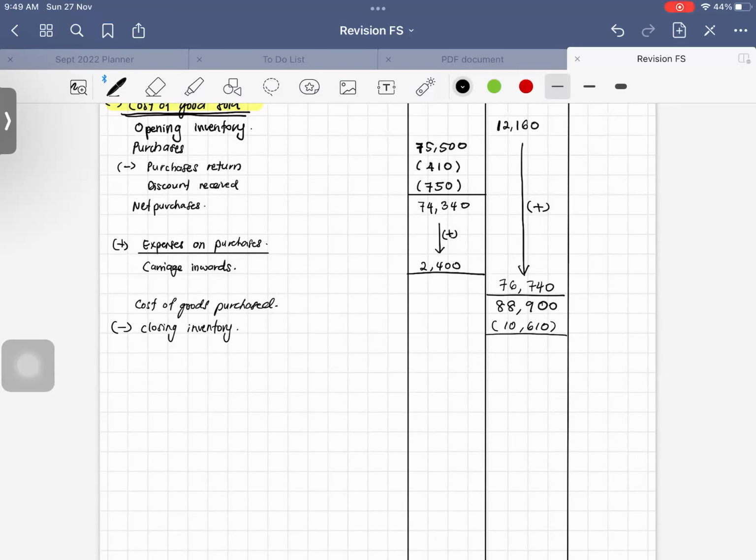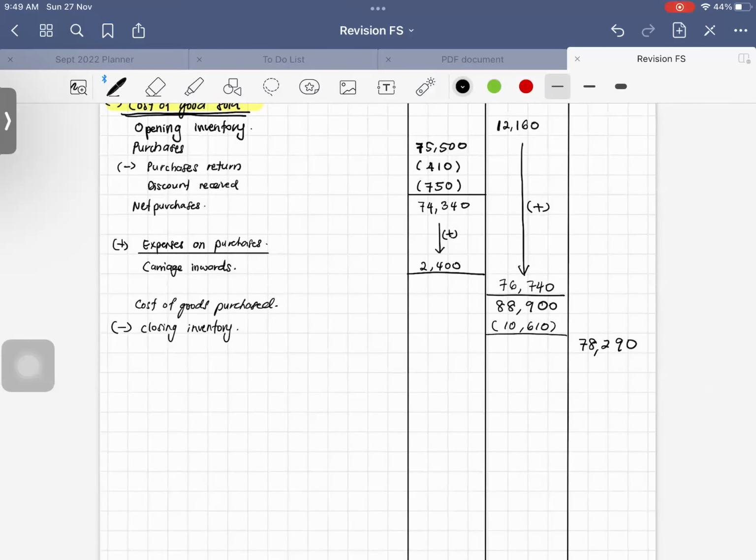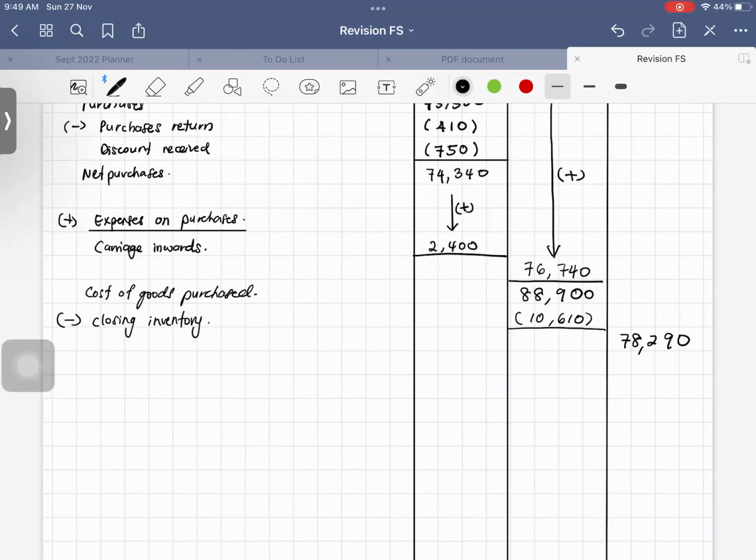So tolakkan dapat berapa ni? 8,900 tolak 10,610. Dapat 78,290. This is your cost of goods sold. Baru betul this is cost of goods sold.